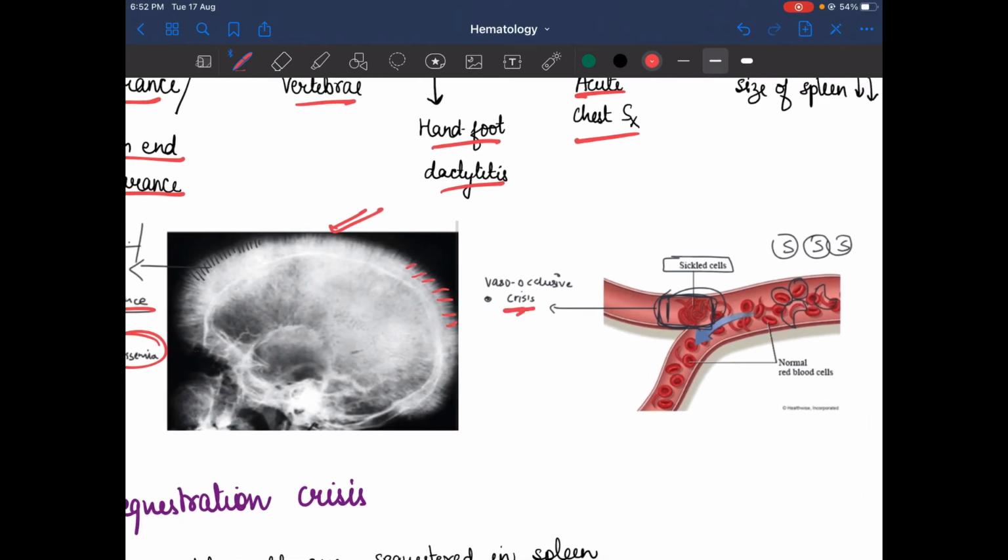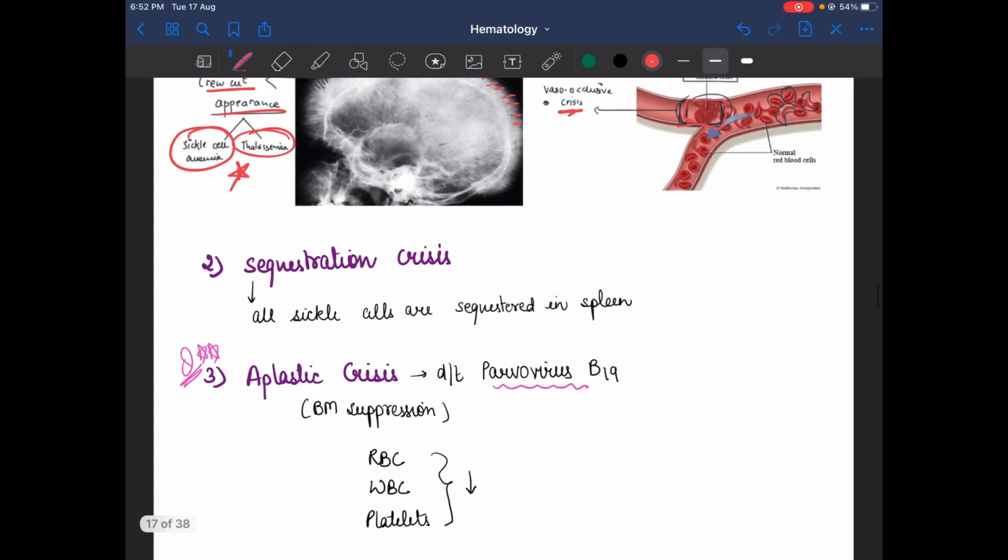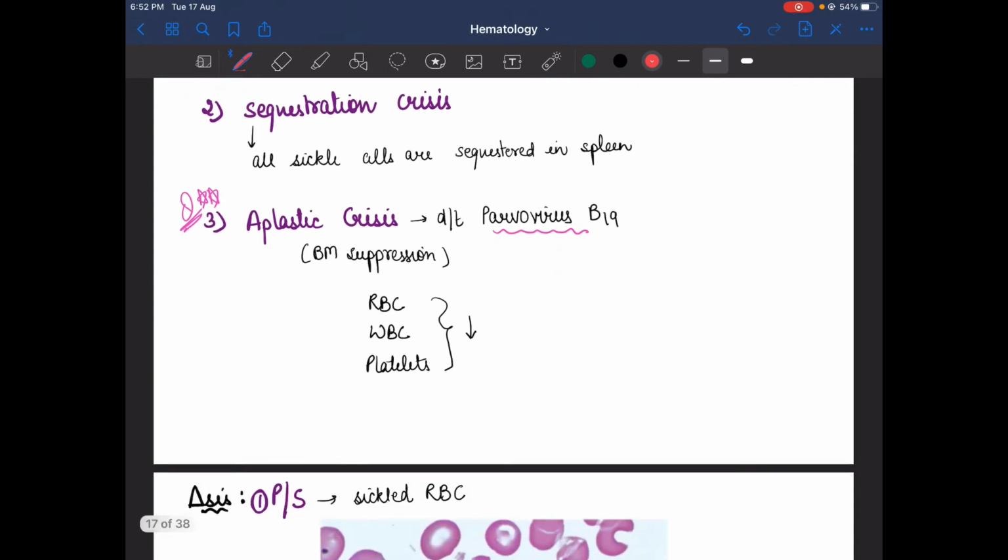And in the vaso-occlusive crisis, as we see here, sickled cells are seen. Now, the first one is the vaso-occlusive crisis. The second one is sequestration crisis, meaning all sickle cells are sequestered in the spleen. The third condition is aplastic crisis. Aplastic crisis means there is bone marrow suppression due to parvovirus B19, meaning decreased RBC, WBC, and platelets. All levels are decreased.